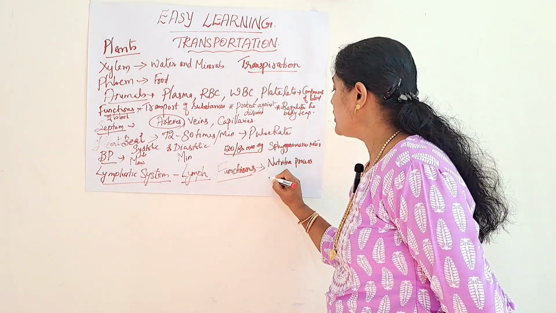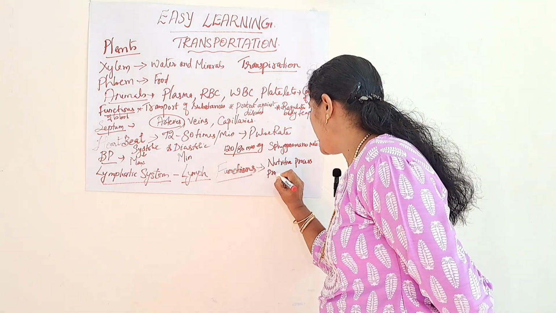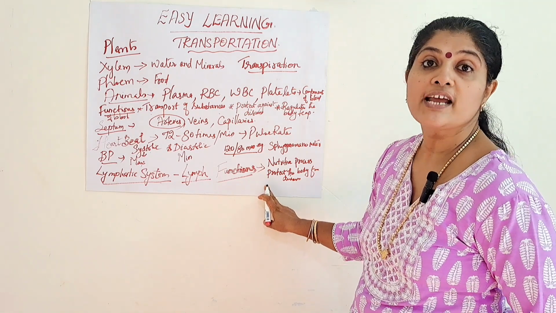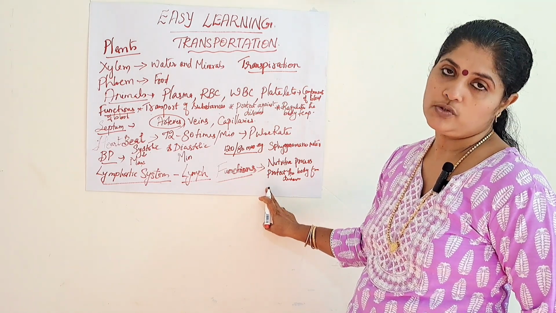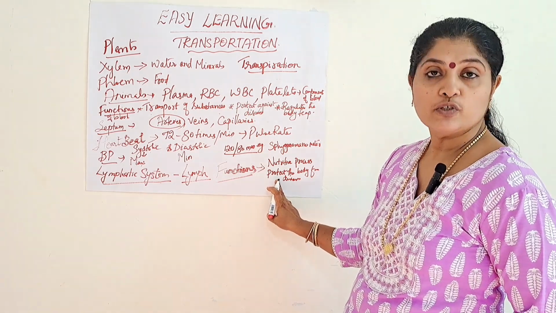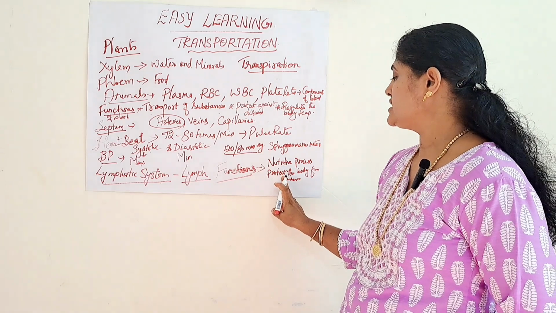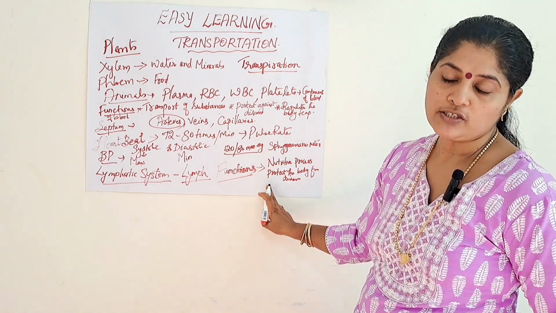Then it protects the body against diseases. How? By lymphocytes. Lymphocyte is one type of white blood cell. It is present in lymph nodes. Okay, in lymph nodes the lymphocytes are present. So, with the help of the lymphocytes, it protects the body. It kills the disease-causing germs which are present inside our body.